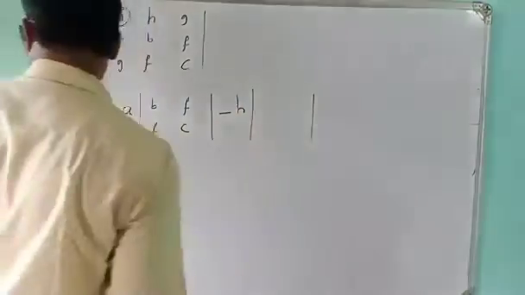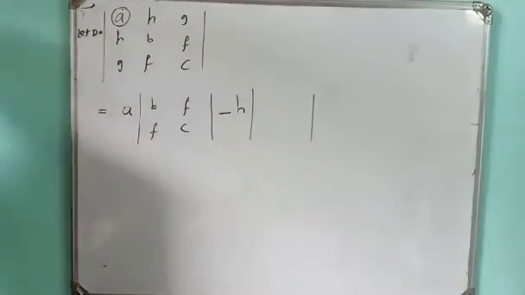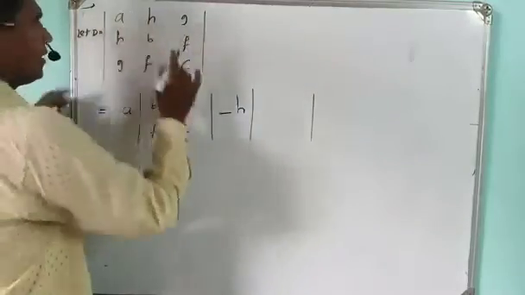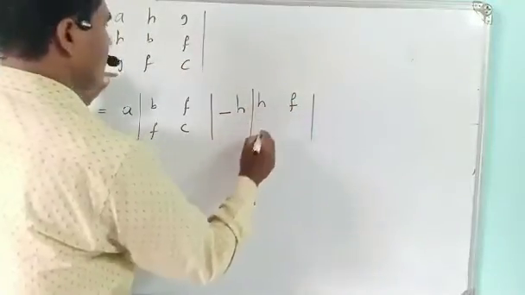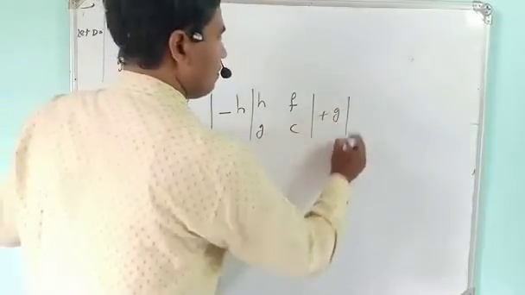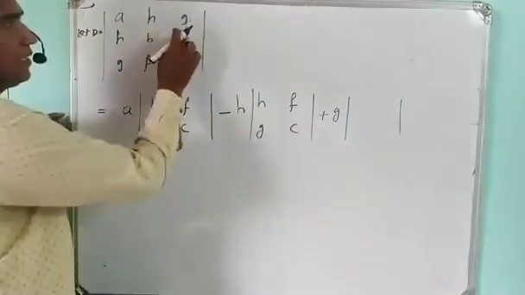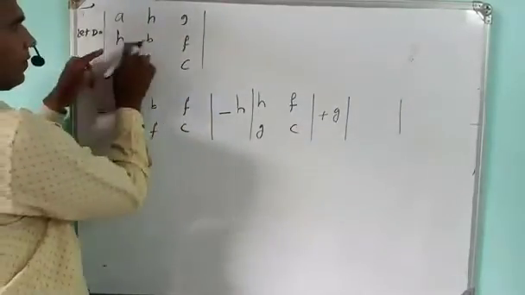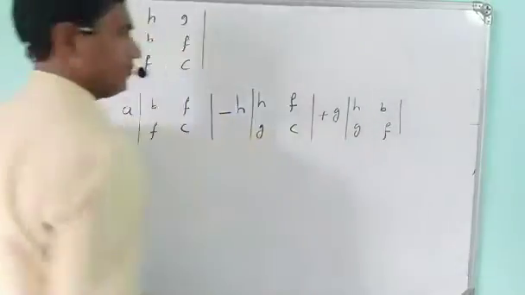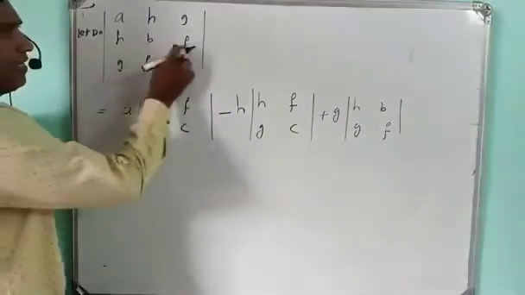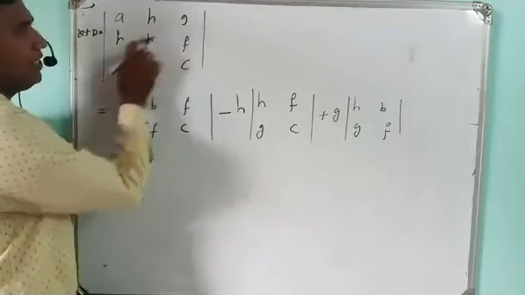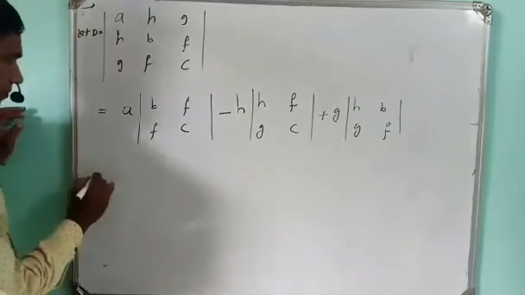What happens now? Then here, same. Eliminating the column, eliminating the row: H, F, G, C. Then third element is plus G. Same, eliminating the column, eliminating the row: H, B, G, F. Here A times (BC minus F square) minus H times (HC minus GF) plus G times (HF minus BG). Let us solve it.